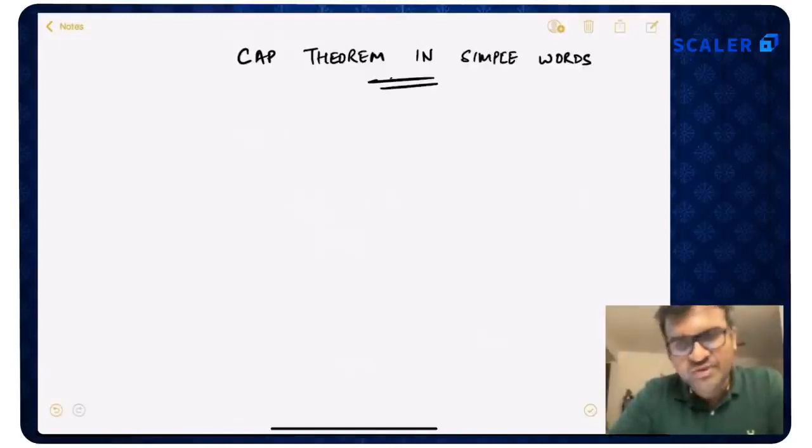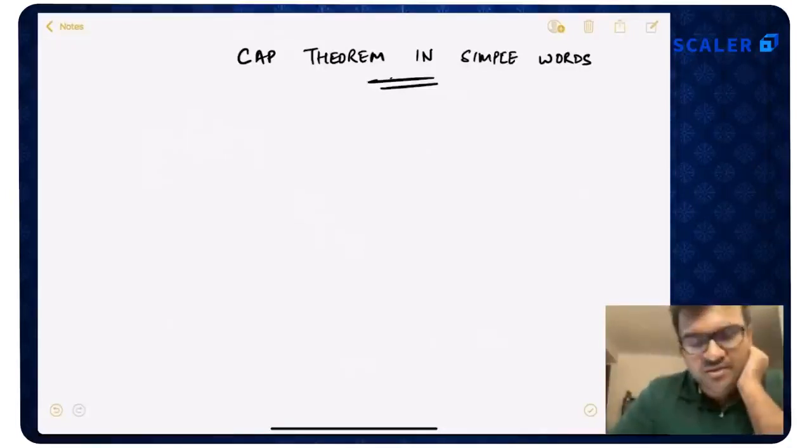Now, before I get into explaining CAP theorem, and I would try to do that using as simple an example as possible, I want to give credit to Kaushik, whose blog I have borrowed a few ideas from. So thank you, Kaushik, for coming up with a very, very innovative example. So let's get to it, right?